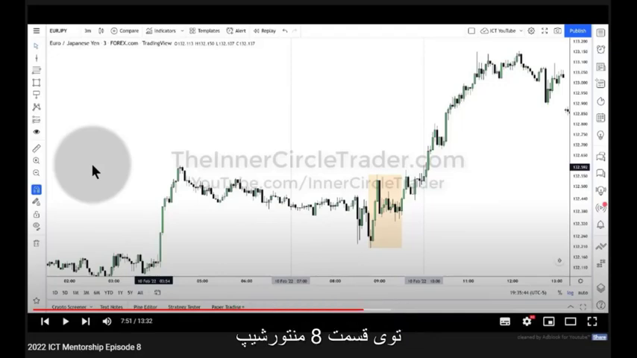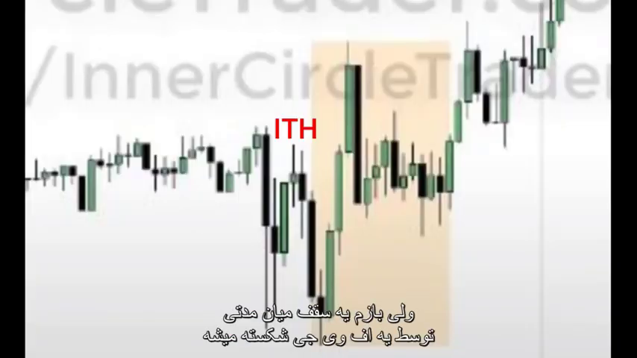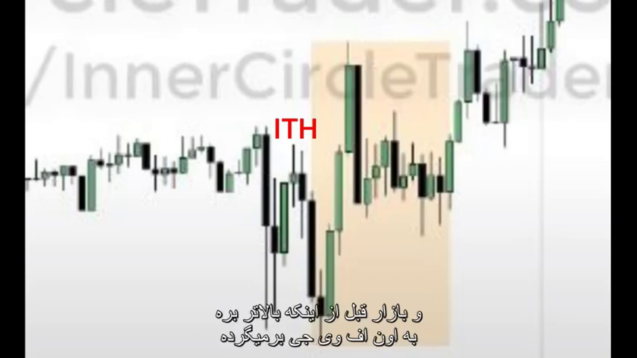In episode 8, ICT shared a Euro JPY chart, and we can see the same pattern. It isn't that clear now, but still an intermediate term high gets broken by a fair value gap. What does the market do? It returns back to that fair value gap before going higher.